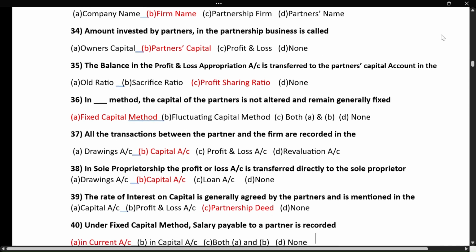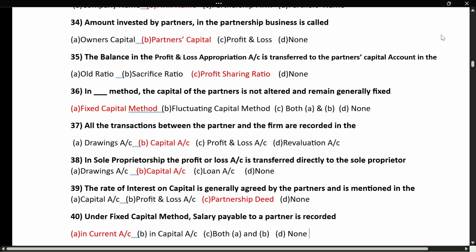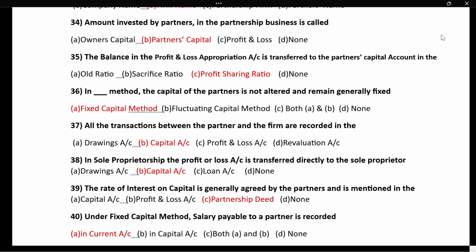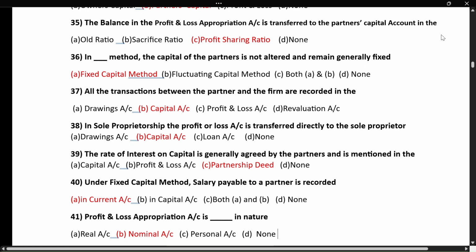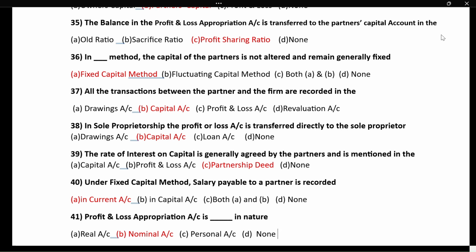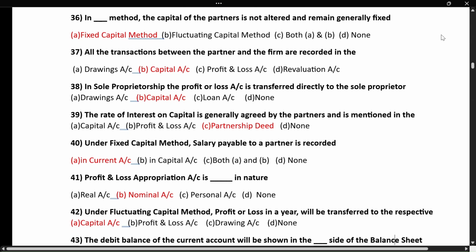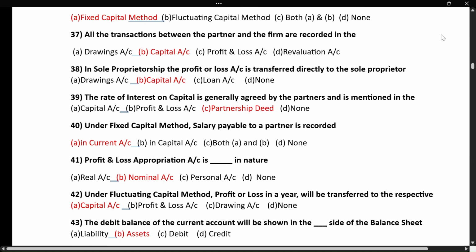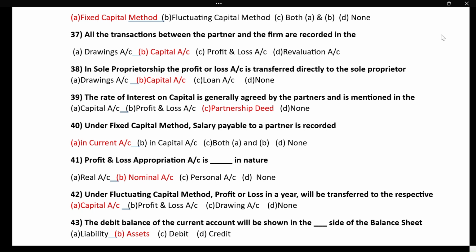In dash method, in fact fixed capital method, the capital of the partners is not altered and remains generally fixed. All the transactions between the partner and the firm are recorded in the capital account in fluctuating method. In sole proprietorship, the profit and loss account is directly transferred to the sole proprietor's capital account. The rate of interest on capital is generally agreed by the partners and it is mentioned in the partnership deed. Under fixed capital method, salary payable to partner is recorded in current account.